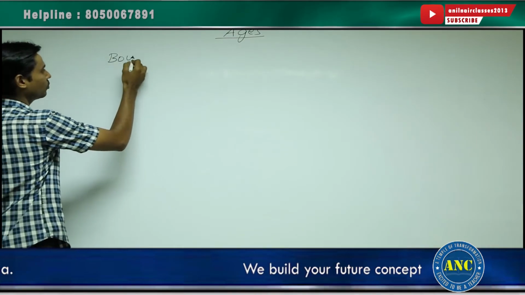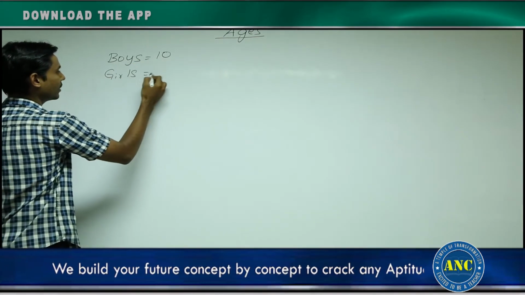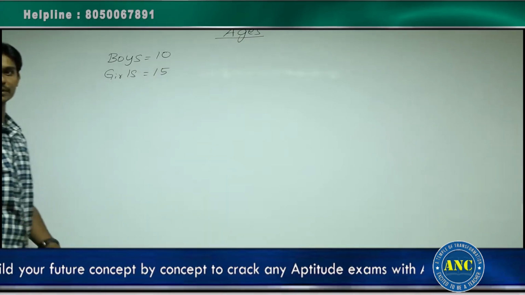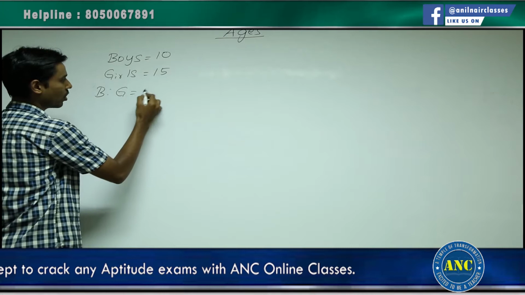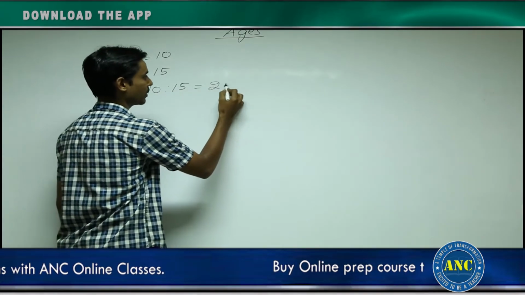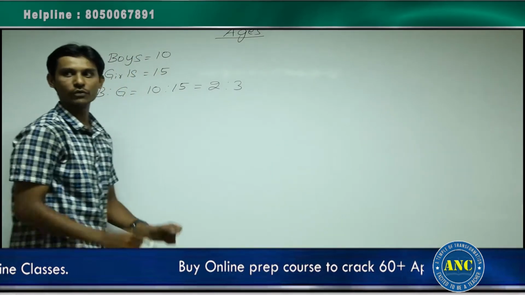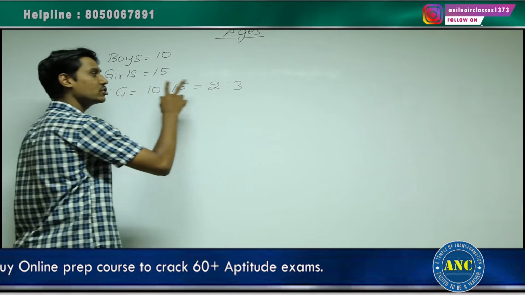Suppose there are 10 boys and 15 girls in a particular class. What is the ratio of boys to girls? The ratio of boys to girls is 10 is to 15, which is nothing but 2 is to 3. That means the boy to girl ratio is 2 is to 3.